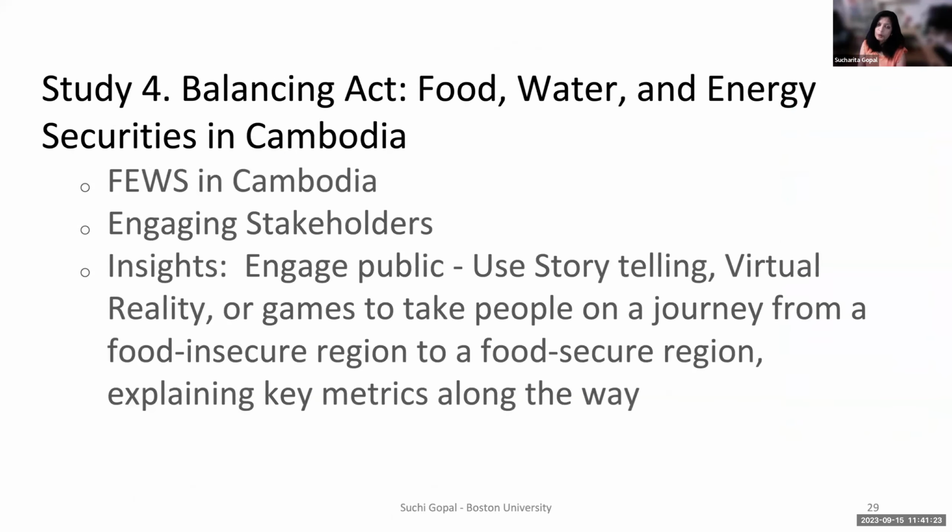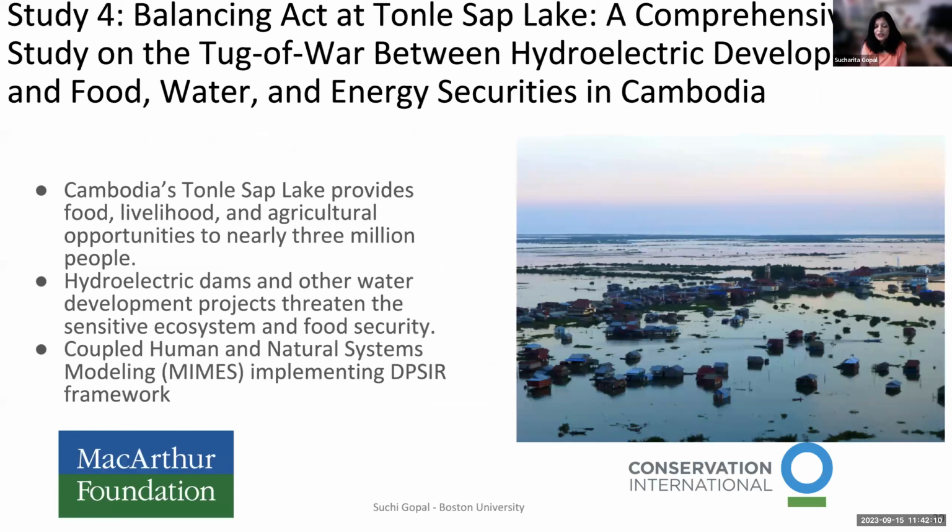So I'm moving on to the next one, which is the balancing act between food, water, and energy securities in Cambodia. This is a very interesting problem because we had to engage public and stakeholders on the ground, which includes NGOs, fishermen, and all of the groups. And we had to use data science and metrics in order to tell convincing stories. And it's almost like you need to develop virtual reality or some sort of games to take people on a journey to talk about food security, food insecurity, and explain these metrics along the way. There's no other way to convince people that something real is happening. And so that was the challenge that we had.